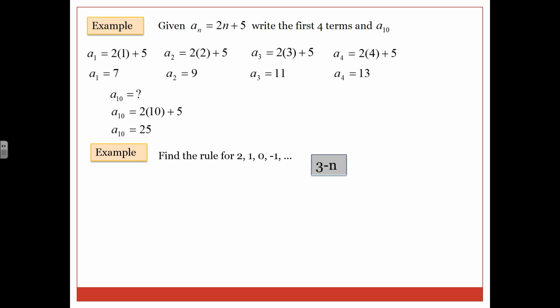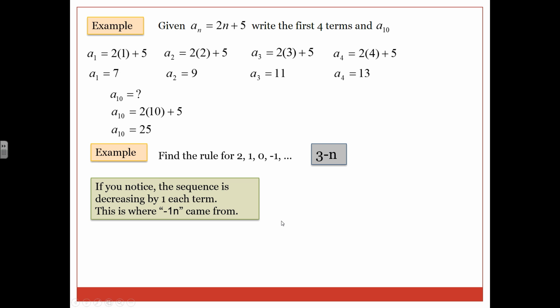Okay, so I got this for my rule, 3 minus n. And you might have written negative n plus 3, and that's also correct. But let's take a look at how I got that. What I looked at first in my sequence is that I am decreasing by 1 each time, from 2 to 1 to 0 to -1. I can figure out the next term is going to be -2, then -3, and so on. So I noticed that I was decreasing by 1 each term.